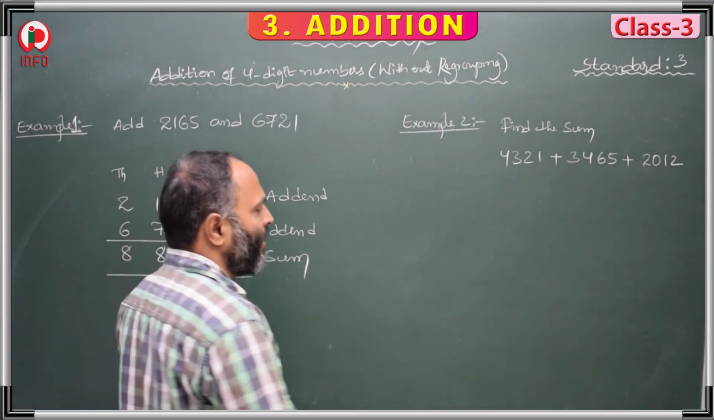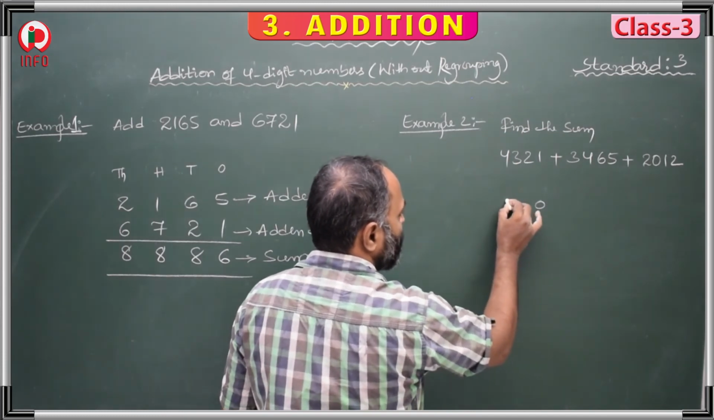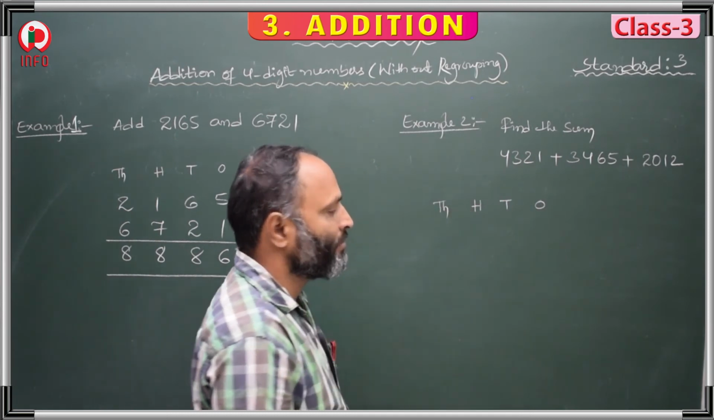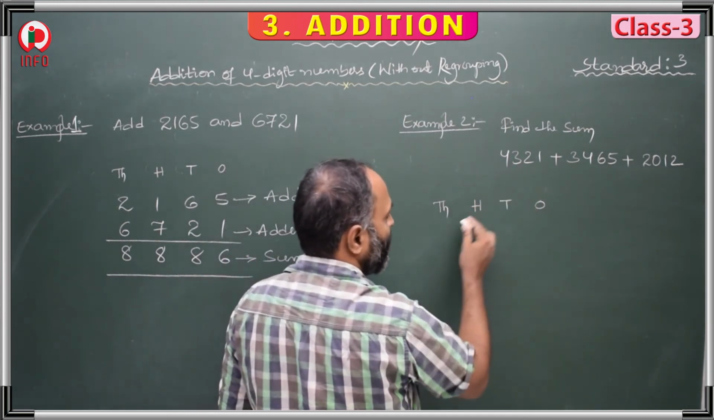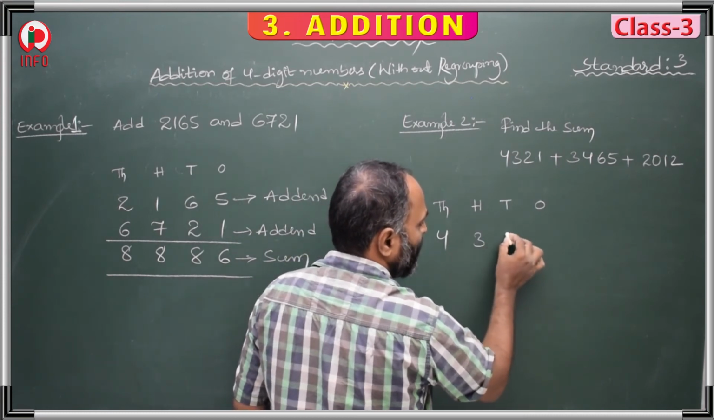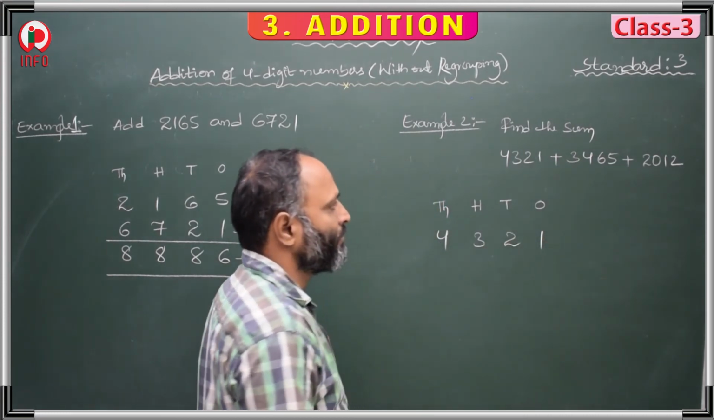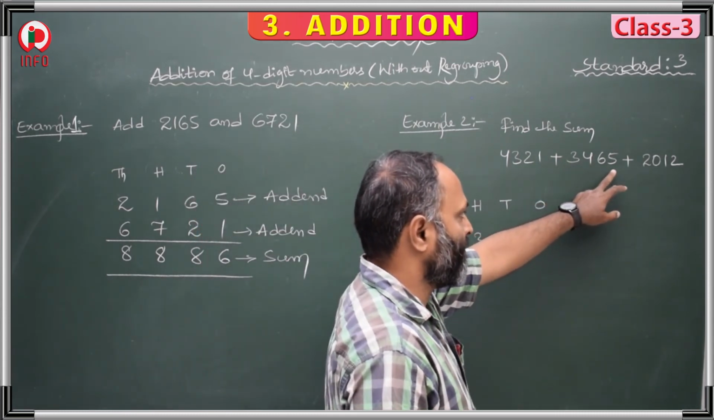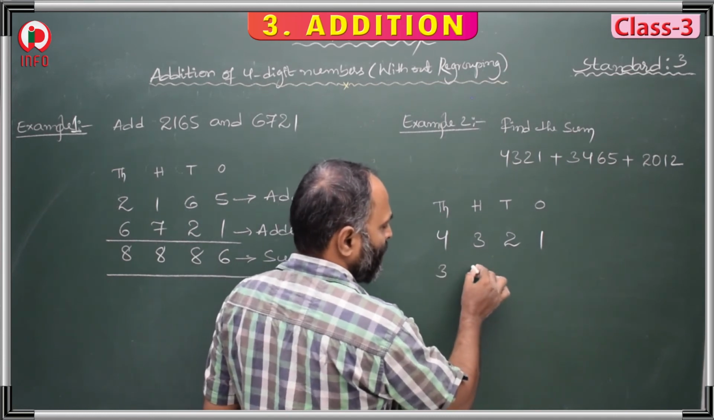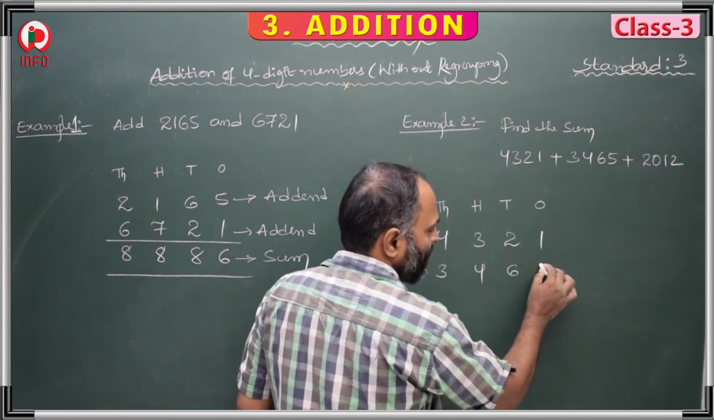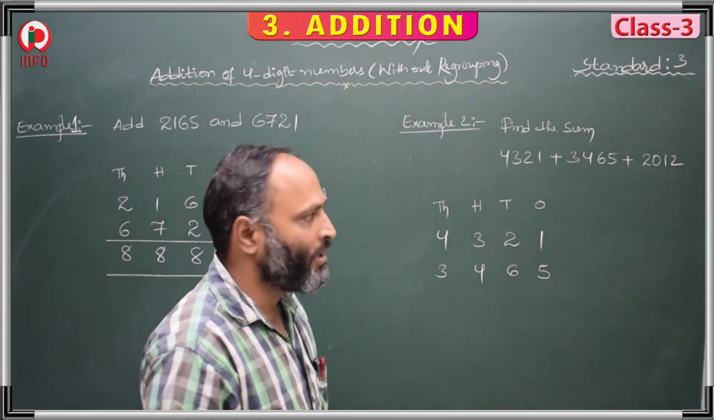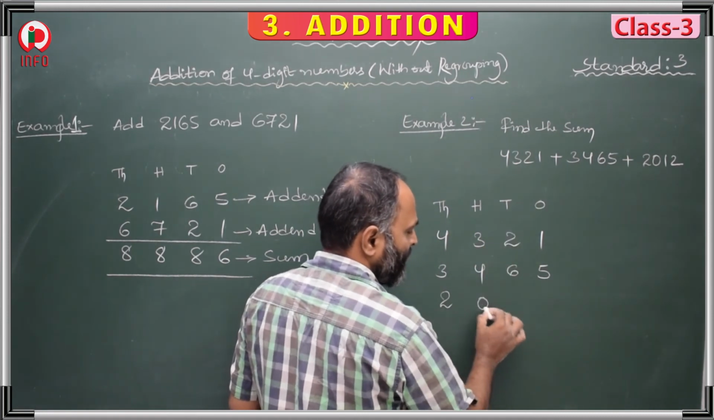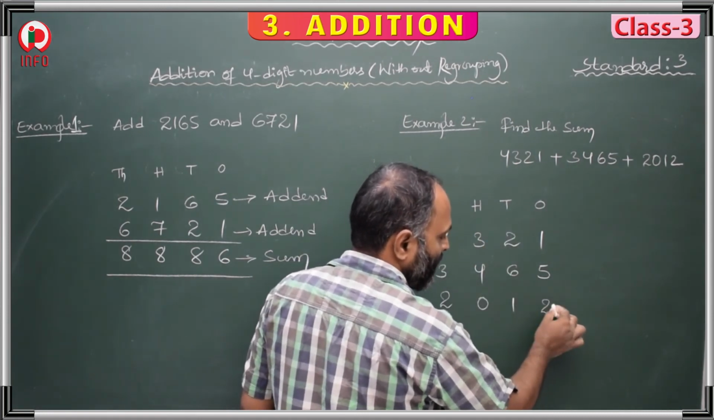Next, in the second question, ones place, tens place, hundreds place, thousands place. 4321. This is the first addend. Second addend, 3465: 3 in thousands place, 4 in hundreds place, 6 in tens place, 5 in ones place. Then 2012: 2 is in thousands place, 0 in hundreds place, 1 in tens place and 2 in ones place.